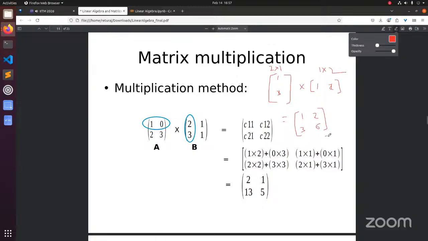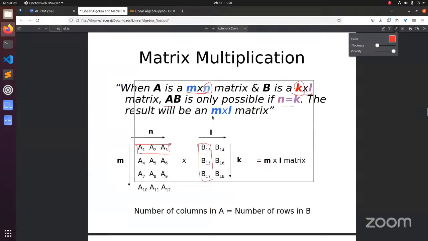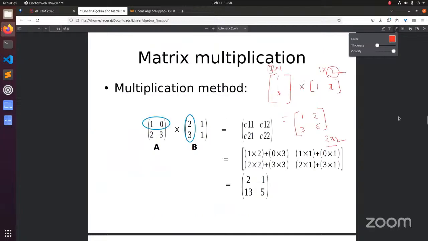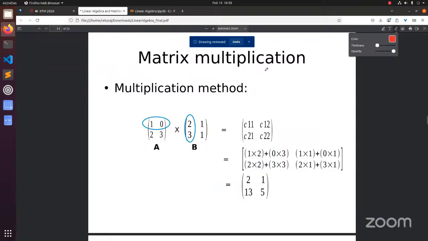And you can see the matrix is 2 cross 2. When N and K are equal, the matrix becomes M cross L. Right? This is what we saw. The final matrix size is M cross L, and we have 2 cross 2. So everyone is okay with this, right? Yes, sir. Now let's do one more example.